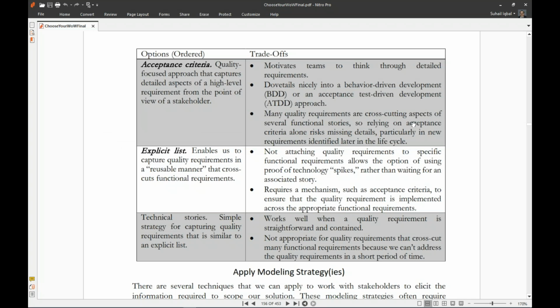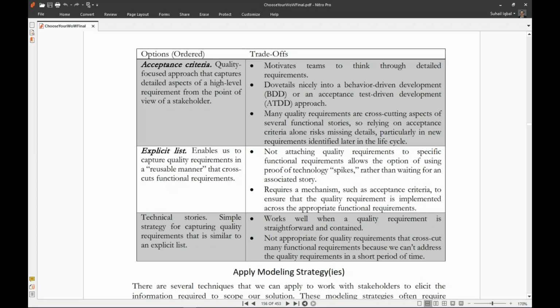Many quality requirements are cross-cutting aspects of several functional stories. So, relying on acceptance criteria alone risks missing details, particularly in new requirements identified later on in the lifecycle.